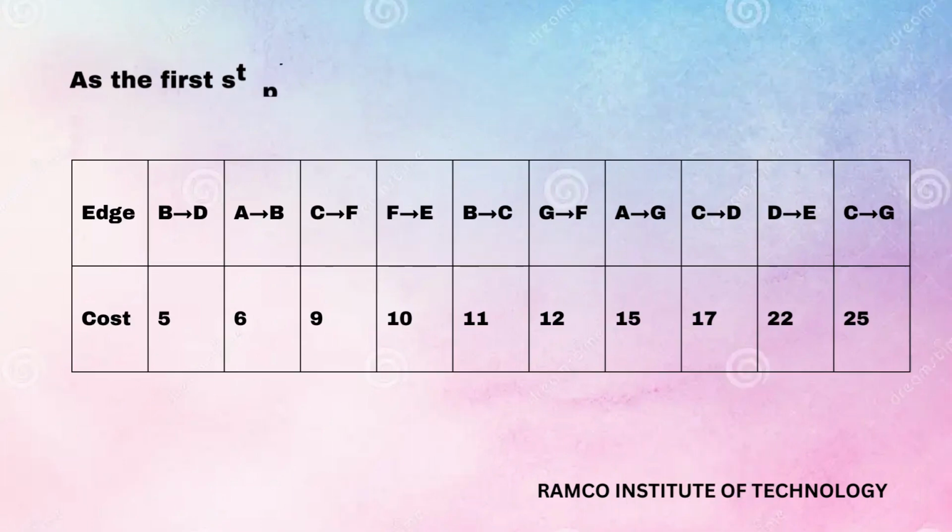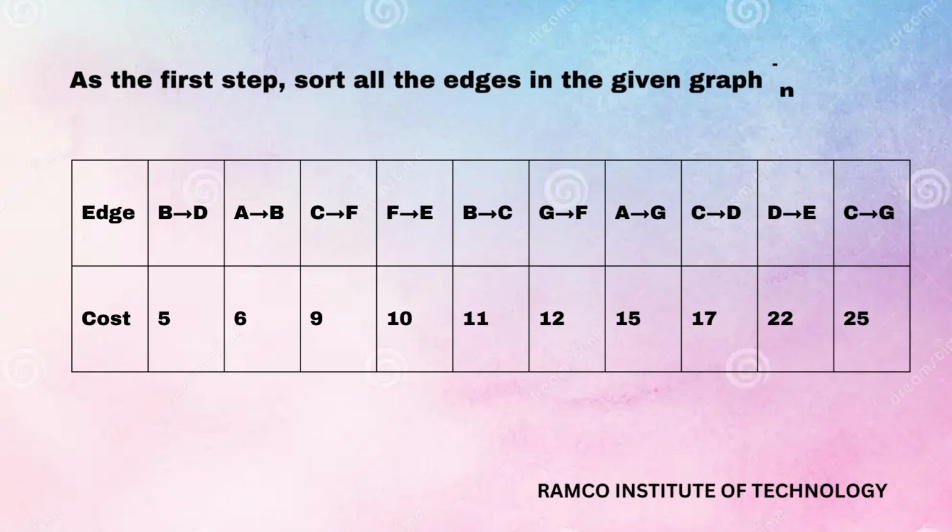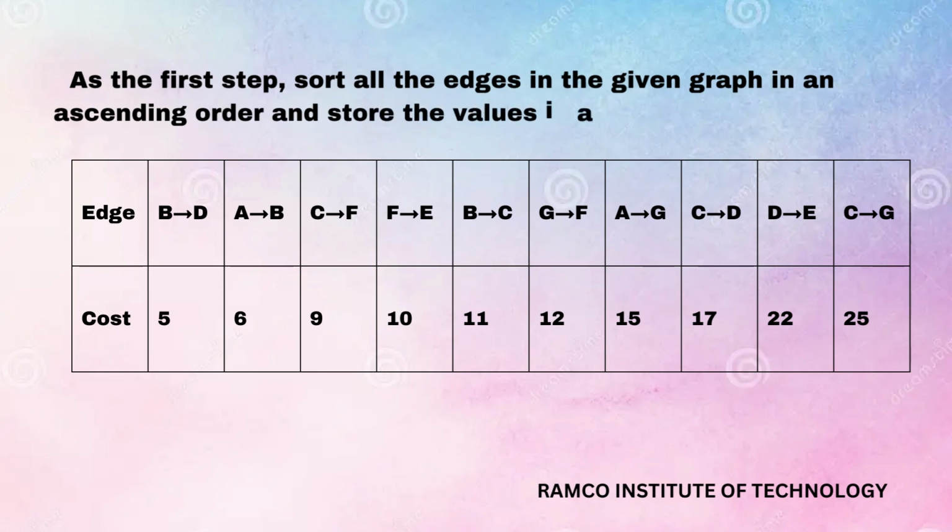In the solution, the first step is sort all the edges in the given graph in an ascending order and store the values in an array. So this is the edge array. It is having all the edges with the weight. The weights are arranged in an ascending order. So from this edge array, we are going to construct the minimum spanning tree.